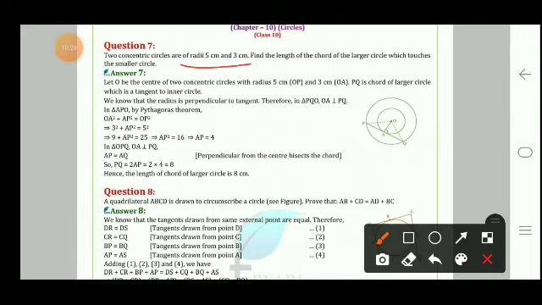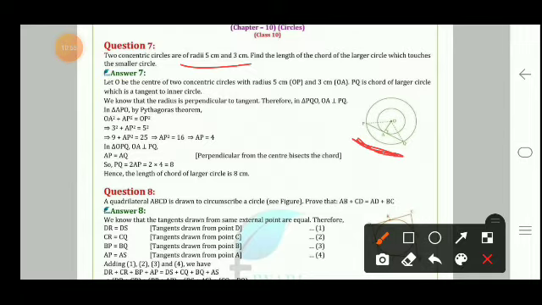So we have to find the length of this PQ. PQ is the chord here. So how to find this? Looking here, let O be the center of the two concentric circles with radius 3 cm and 5 cm. So 5 cm is here, we can say OP, and the 3 cm is OA. So PQ is the chord of the larger circle which is tangent to the inner circle.